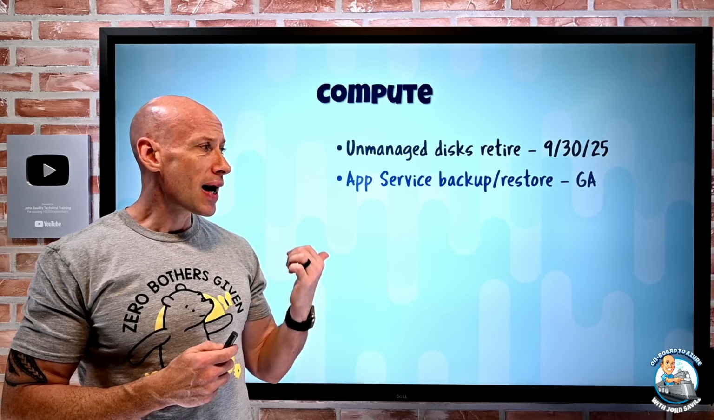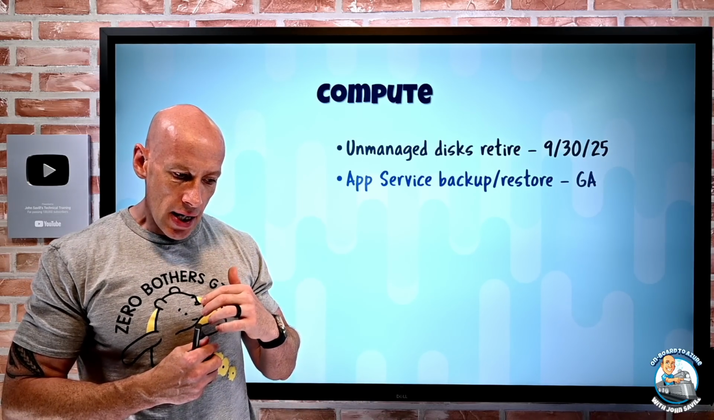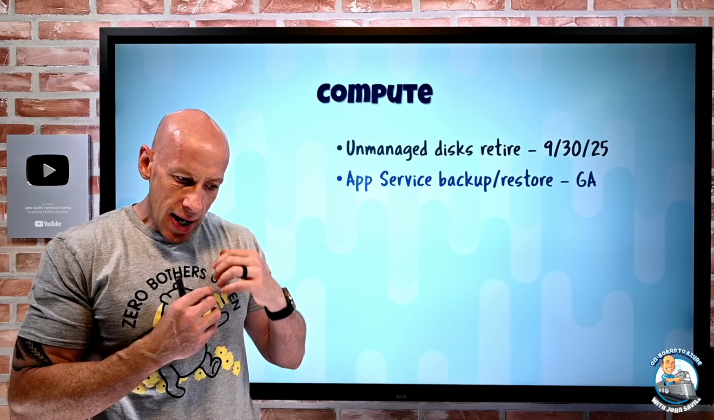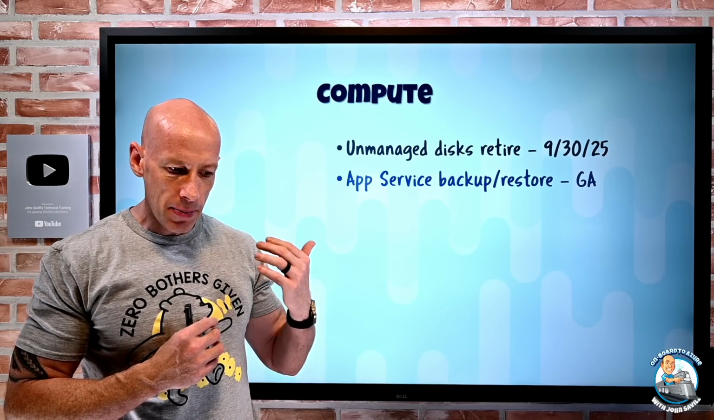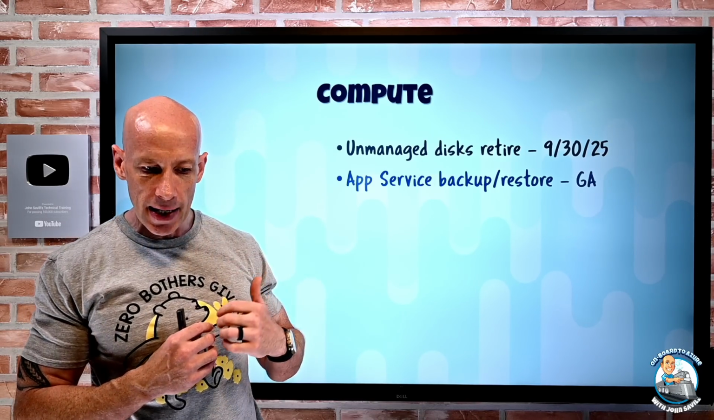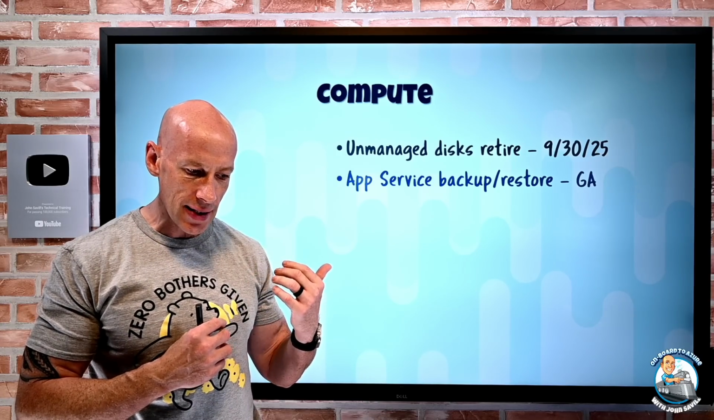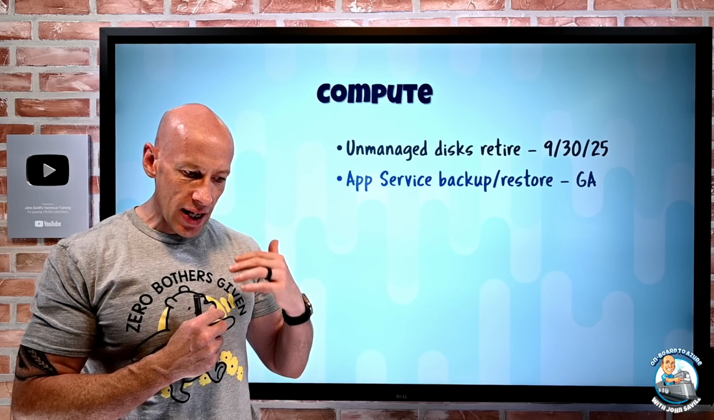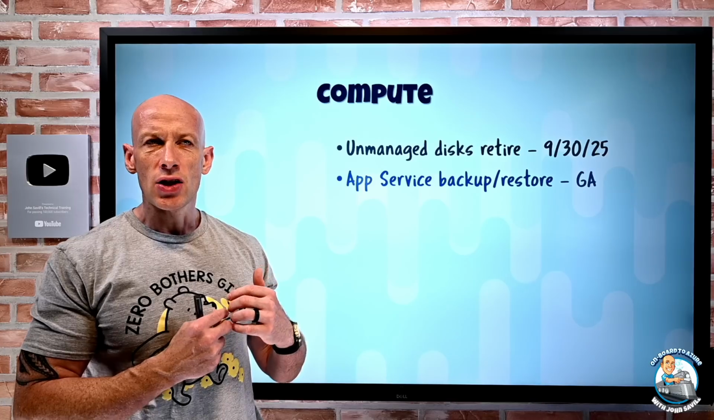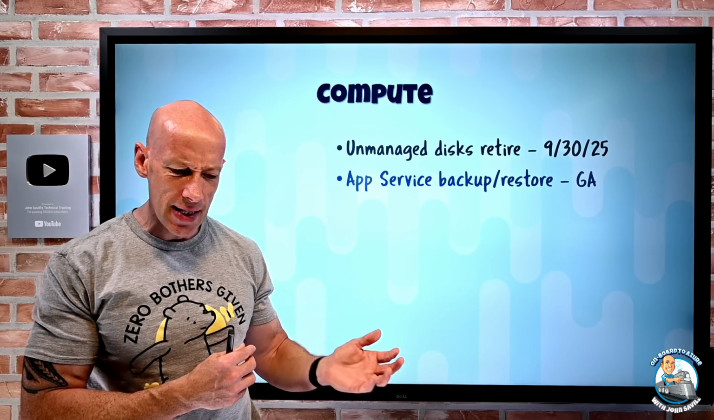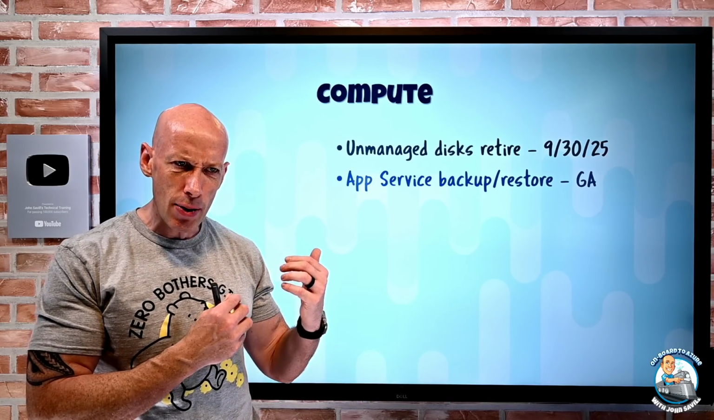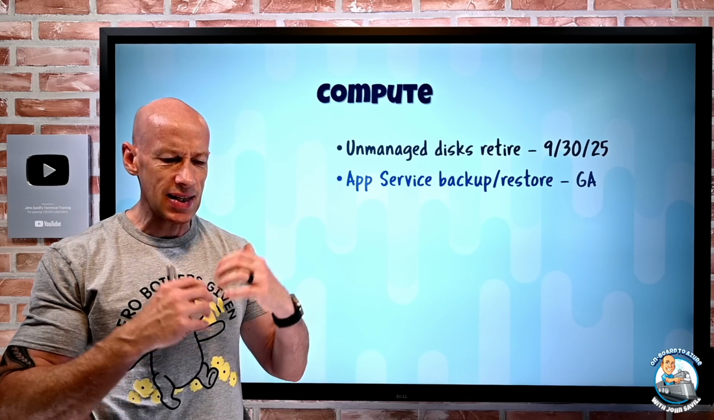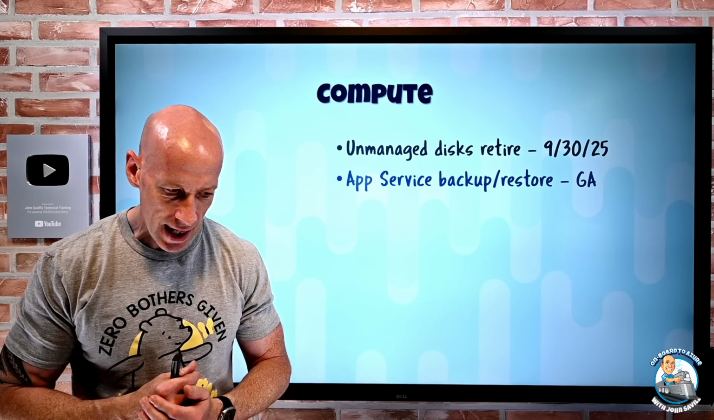App service backup and restore is in GA. The whole point of this is there's an automatic backup capability for basic, standard, premium app service plans that gives you this hourly 30-day retention. So it's hourly for the first, I think, 3 days. Then it keeps every 3 hours for the next 11 days. Then there's this 6 hourly for the last 16 days.